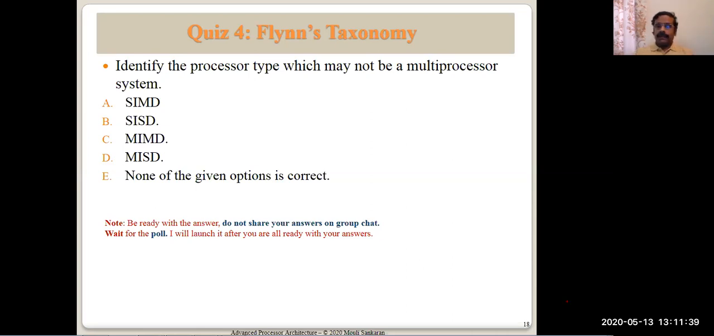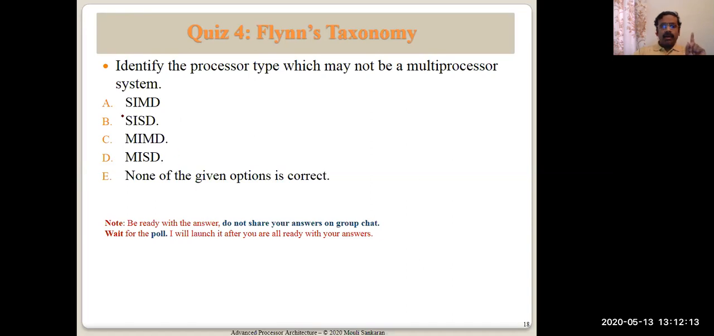Good. Okay. I'm very happy with the response. Let me share. Some few people have got it wrong. Okay, don't worry. When I say "may not be a multiprocessor," it is sure that they can be multiprocessor, but may not be. Other things, that means other categories need to be implemented with multiple processors in it.